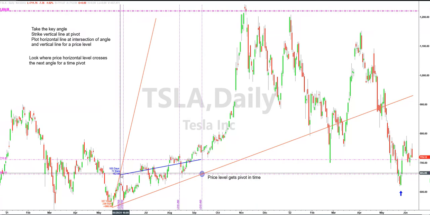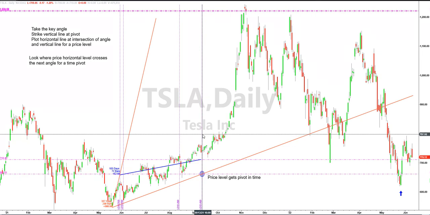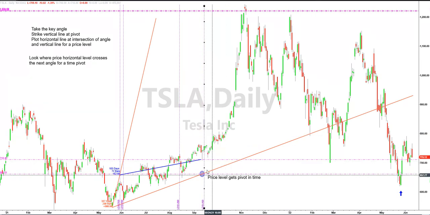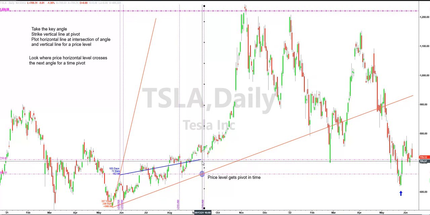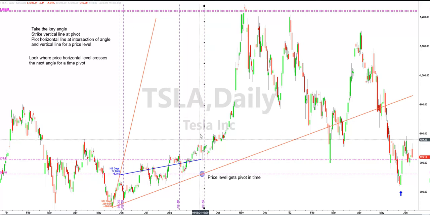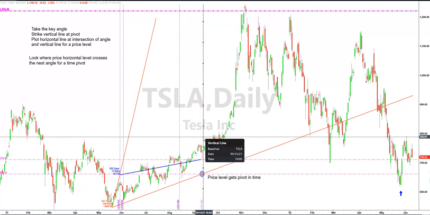And then if I look at these levels where they hit the next angle, you can see where this lower horizontal line crossed our second angle, where I have the little circle right here. This price level gets the pivot in time. So I dropped a horizontal line there. I'm going to pull it aside so you can see it. You can see it was a low point and a good trade opportunity where you had that price and time together right there. And you got that big wick candle, hammer type candle there.